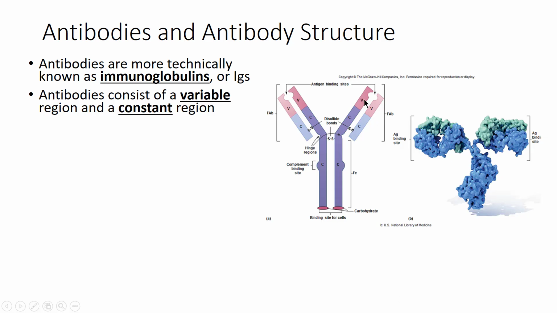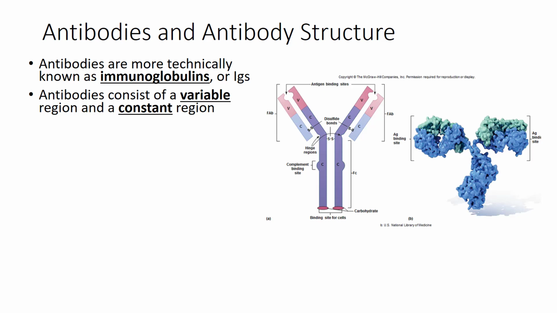You have what's called the variable region, and these are the antigen binding sites. Antibodies have at least two different antigen binding sites. It's almost like having two arms. Like if this was your body, you have two arms, and each arm can bind an antigen, and in this context, each antibody can bind two antigens, one on each separate arm.